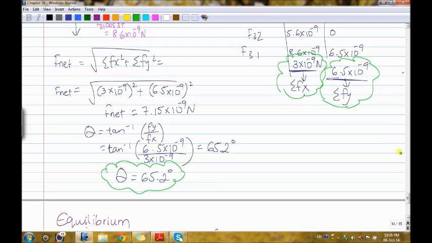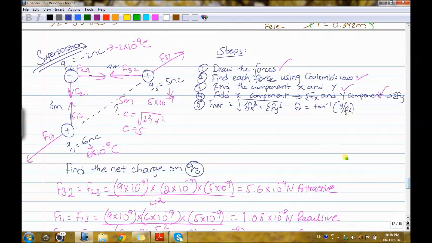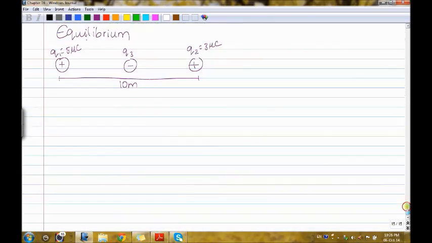Okay, that's it for this question. This is like finding the net force on Q3. And then you can do it for the rest of them.